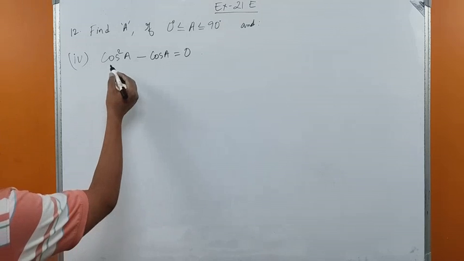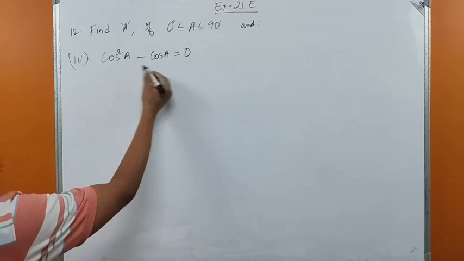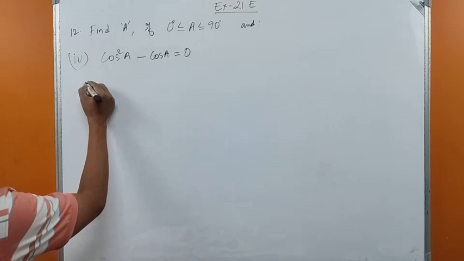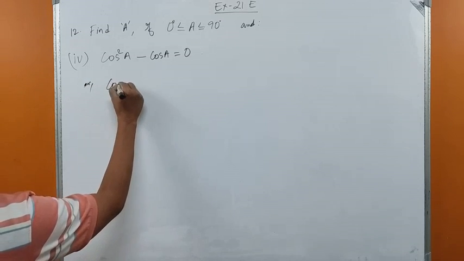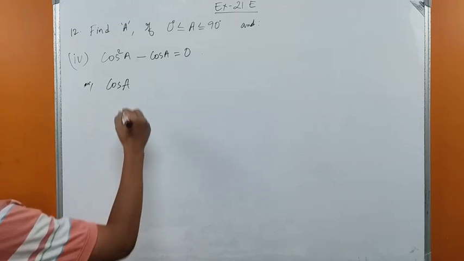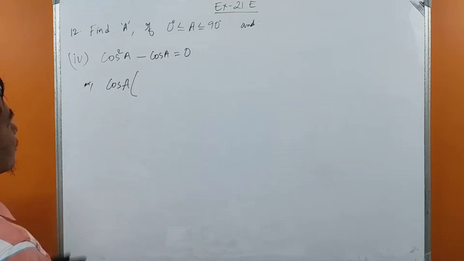Okay, so this is the given equation to us, cos square A minus cos A equals 0. From this equation we are asked to find the value of angle A, isn't it? So let's take cos A common from this. Here we have cos square A and here we have cos A. So cos A is taken common.